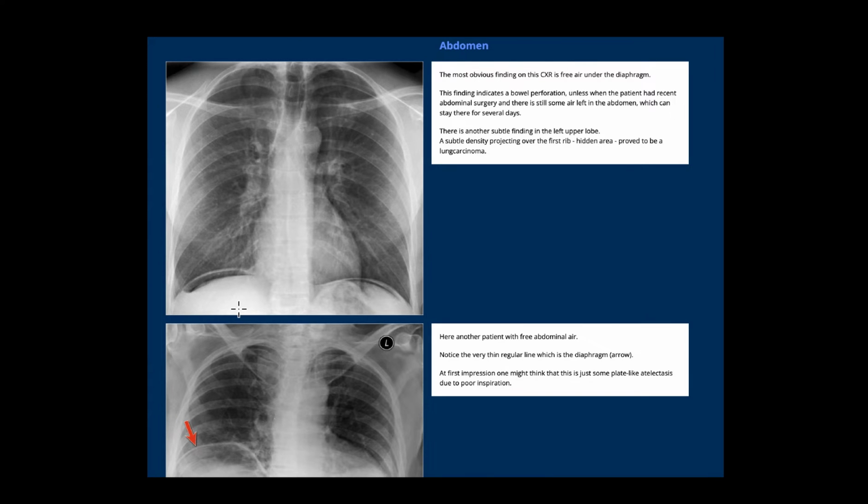And it's always important to take a look at the abdomen as well. The most obvious finding on a chest x-ray for the abdomen is free air under the diaphragm. So you always want to look for this on every single chest x-ray. It's not something you ever want to miss. It indicates a bowel perforation. Sometimes it can be post-surgical, but it's something that needs to be noticed.